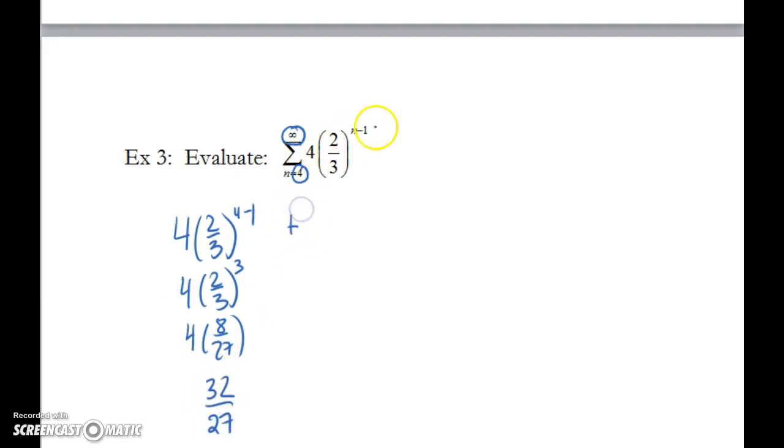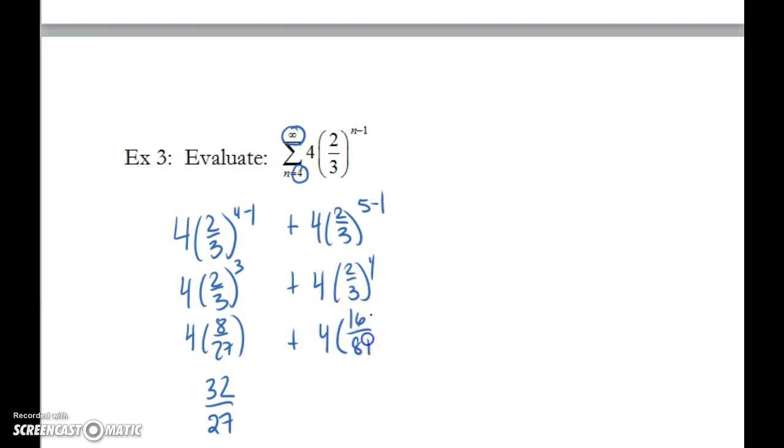Now our second term, we're going to plug in the next integer up from 4, which is 5. So 4 times 2/3 to the 5 minus 1. So that's 4 times 2/3 to the 4th, which is 4 times 2 to the 4th, and 3 to the 4th, which ends up being 64 over 81.